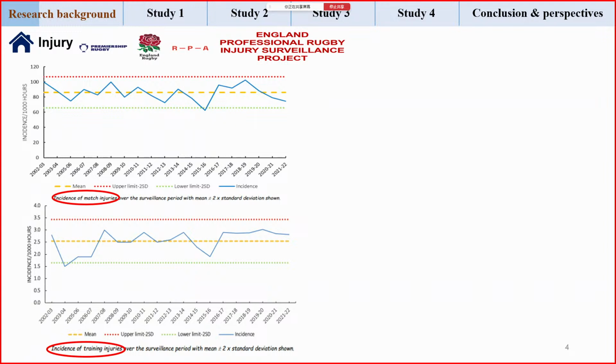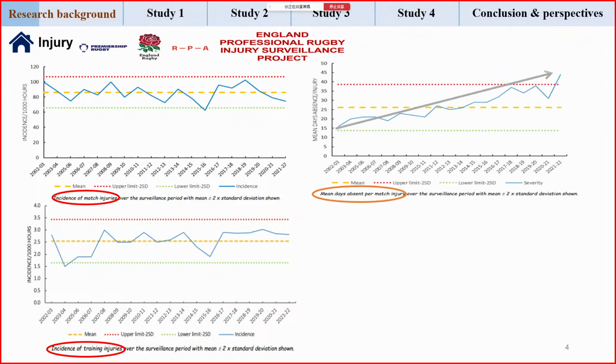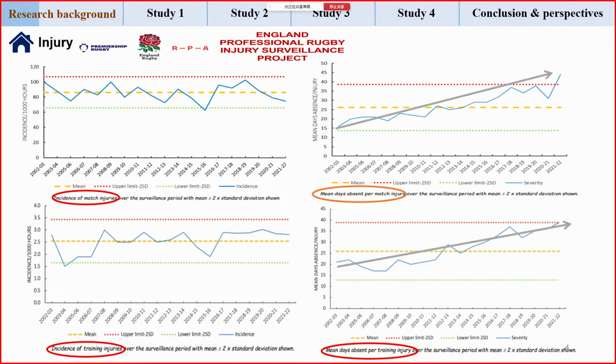From 2002 to 2021, injury incidence during matches and training fluctuated without a clear upward or downward trend. However, the mean days of absence during training and match increased, indicating longer recovery times despite a stable injury occurrence.